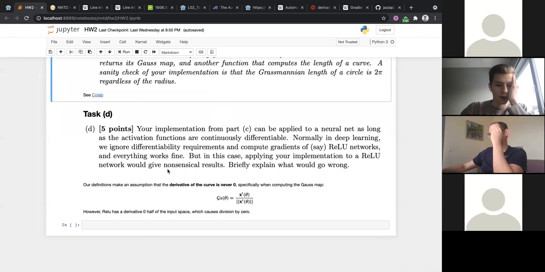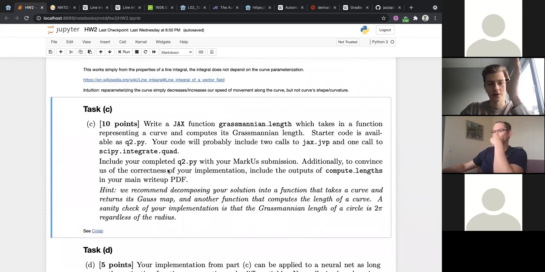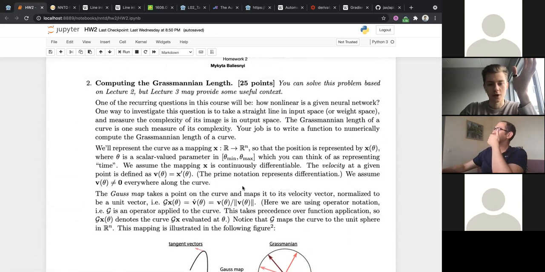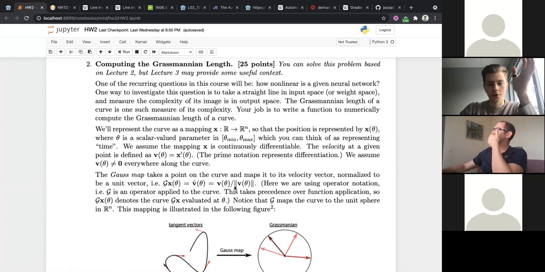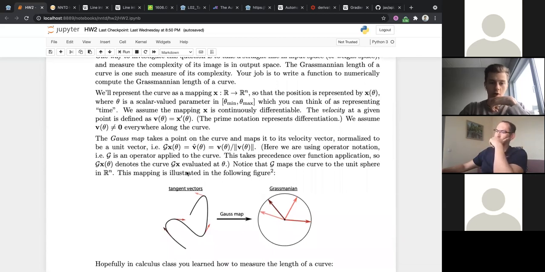But if you just think about the derivative of ReLU, it is zero in half of the space, right? If we don't even start to think about the 0 point where the derivative is not defined, the derivative of ReLU is zero in half of the space. And when we compute the Gauss map, we divide by the norm of the derivatives. So we assume that this is not zero. Here we say, we assume that v of theta is not 0 everywhere along the curve. So we basically have to rely on the assumption that our derivatives are not 0 everywhere, so that we do move around the curve. Otherwise, it's not a curve, right?